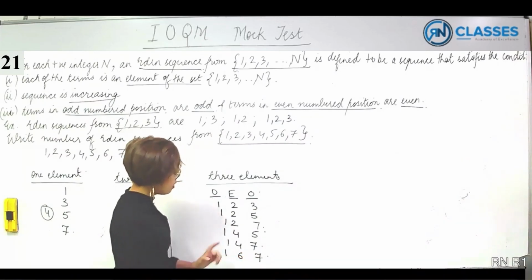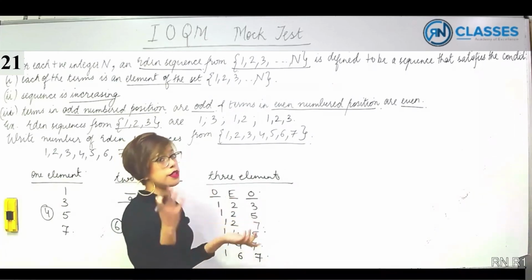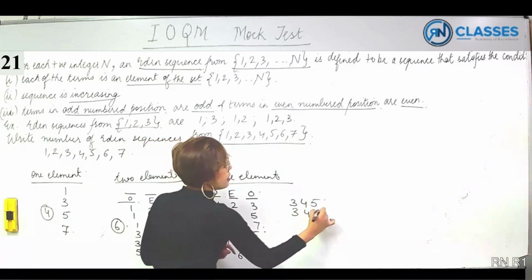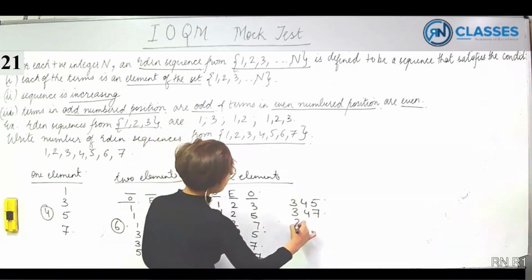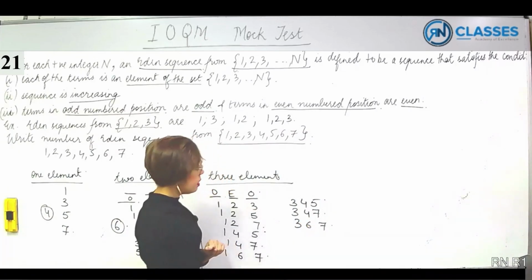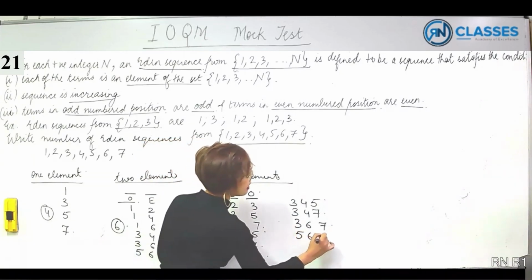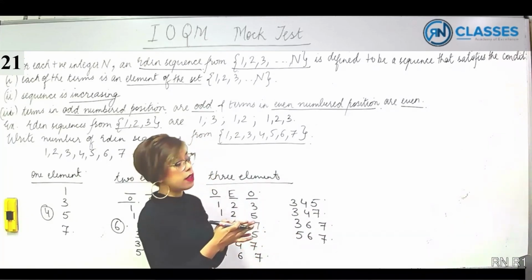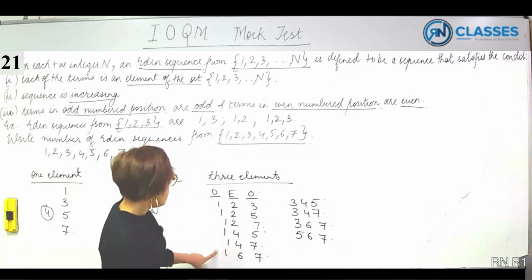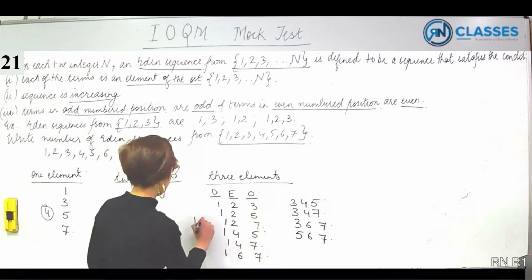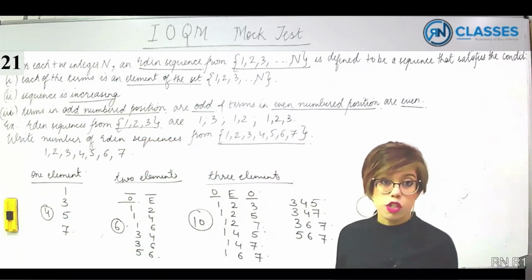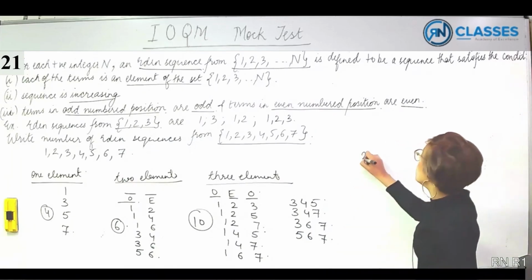Now, sequences starting with 1 are exhausted, so let me write with 3 as the start. 3, 4, 5. Then 3, 4, 7. Done? 3, 4 exhausted, I can have 3, 6, and then that will be 7. Done? Sequences with 3 as the first are exhausted. So I will go to 5. So 5, 6, 7. That's it. I cannot start the sequence with 7. It's very obvious. That's it. 3 element sequences would be 3, 3, 3, 10 in total. Similarly, you will write the 4 elements, 5 elements, 6 elements, 7 elements. Provided you have good concentration, you will have the correct answer, which turns out to be 33.